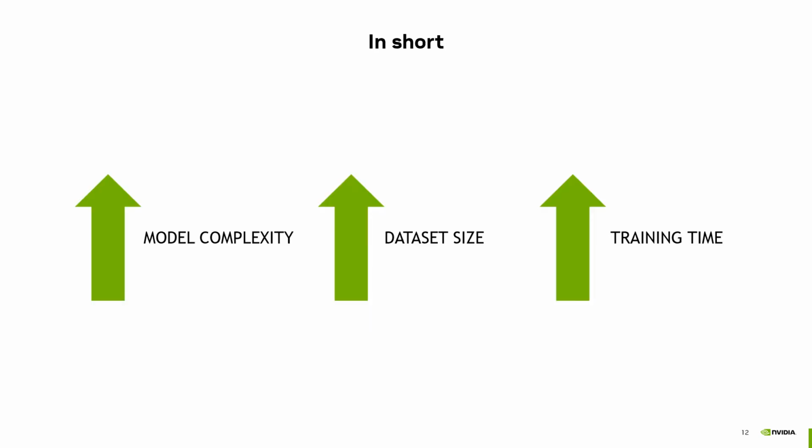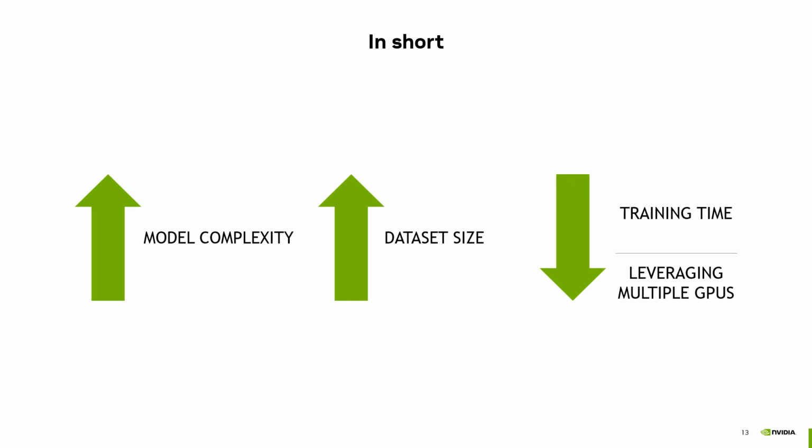So to summarize this part, one thing we're observing is that model complexity is going up, and therefore so is the dataset size, and therefore so is the training time, right? So there are three things that are going up, and it's not desirable since this takes us longer to train and so on. The only thing we can control out of these three is the training time.